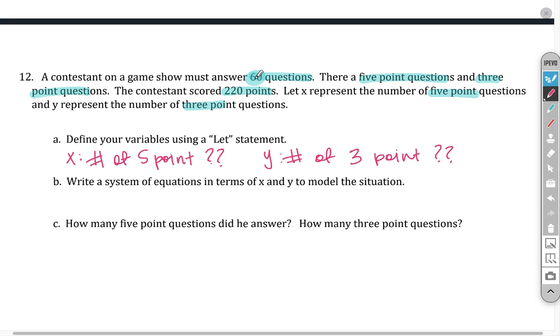All right, so now it says to write a system of equations in terms of x and y to model the situation. So we know in total we need 60 questions. So that means we're just going to add those together to get 60. All right, but now we want to talk about points. So we've got 5 and we've got 3. So if x was our 5-point, then we've got 5x. And if y was our 3-point, then we've got 3y. And that's going to equal 220.